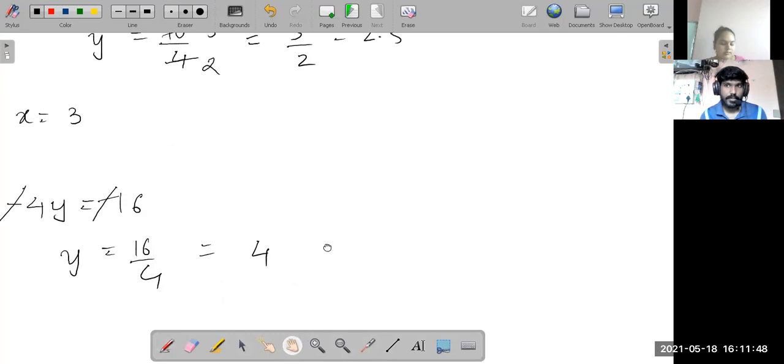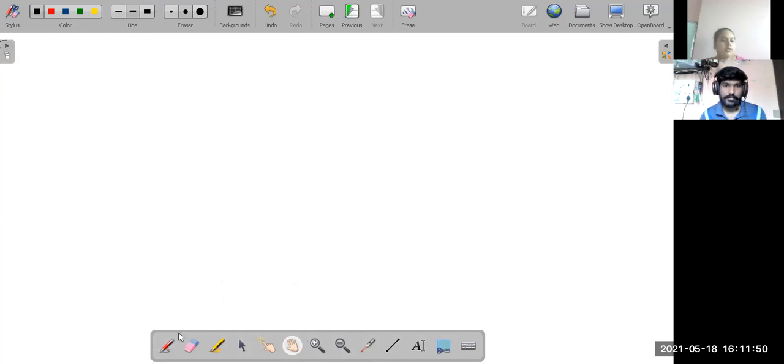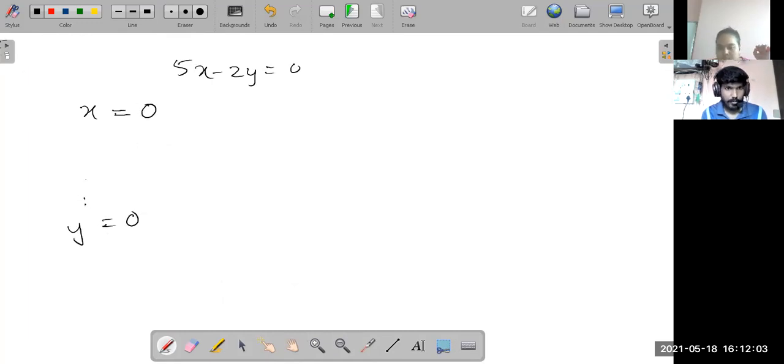Now in the next equation, that is 5x minus 2y is equal to 0. In this equation, first when you substituted x is equal to 0, you got y as 0 upon 2. Now this is correct. Only thing you did not do is 0 divided by any number is 0 itself. So I meant that y is equal to 0.